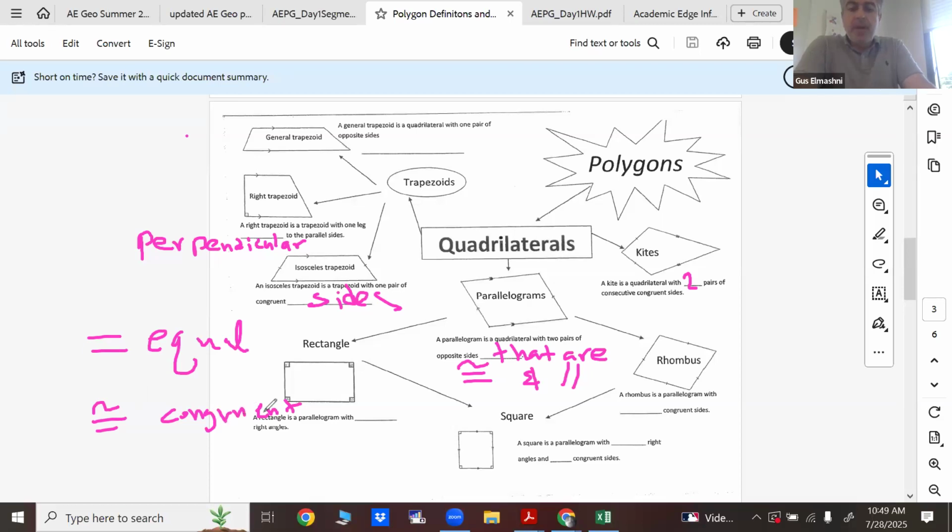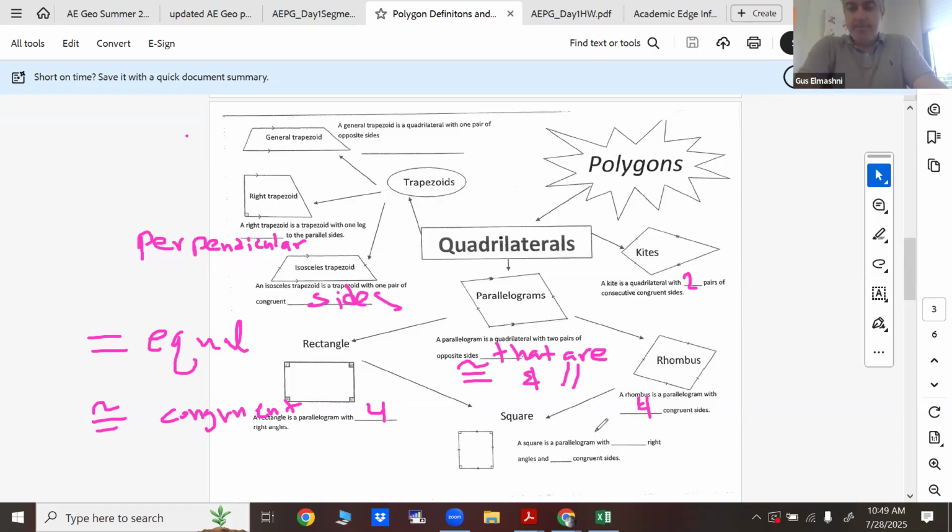Okay, rectangle. A rectangle is a parallelogram with 4 right angles. So it's a special parallelogram. So you have a parallelogram and then it branches out to a rectangle, or a rhombus, which has 4 congruent sides. All the sides are the same, like a diamond. A diamond is a great way to think about it. Or it's like a kite in a way, but all 4 sides are the same.